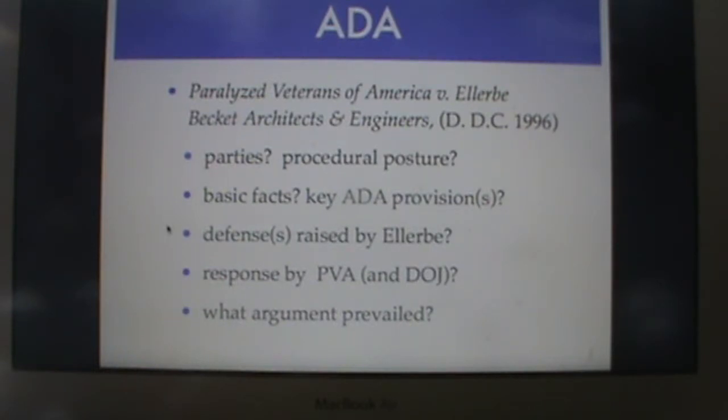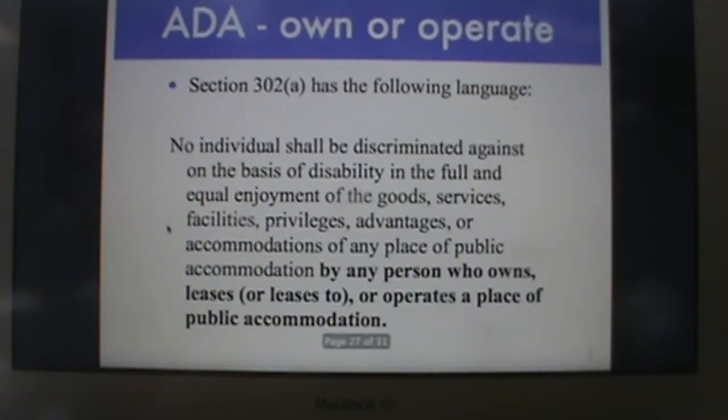In the DC case, the court came to the answer, no, the architect, Ellerbe Becket, couldn't be liable for this non-compliant design under ADA because of the language of the statute in section 302(a). Just give you a second to read that.